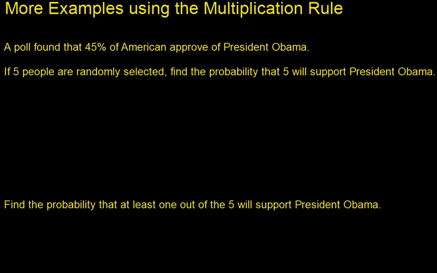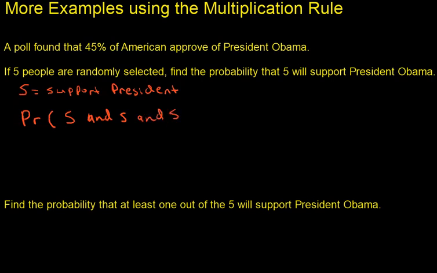So let's go ahead and define our event first. We'll define S to be supporting the president. What we're trying to find is the probability that the first person supports the president, and the second, and the third, and the fourth, and the fifth, right? So we have 5 S's basically. All right, so we can use the multiplication rule for this.